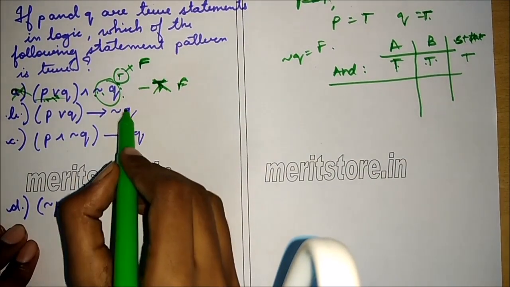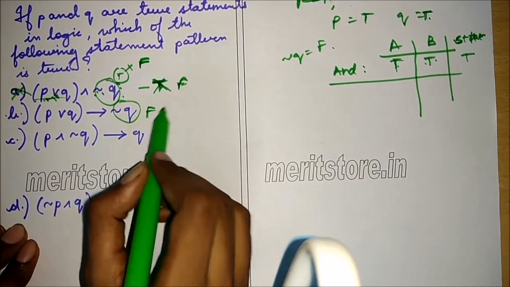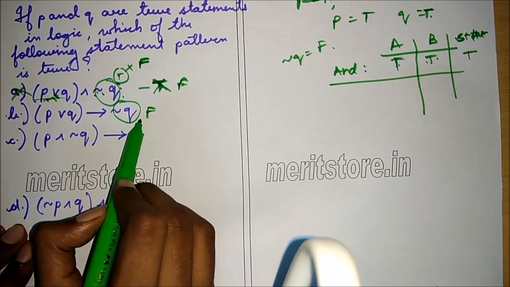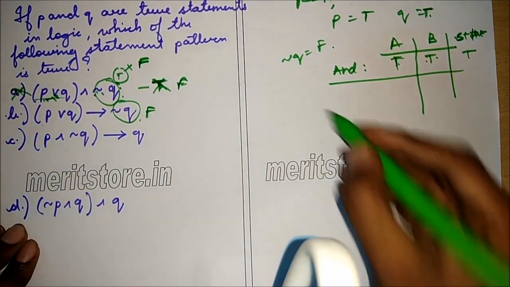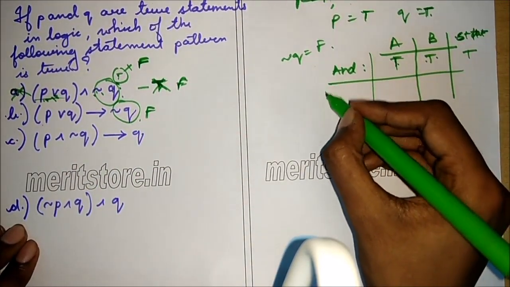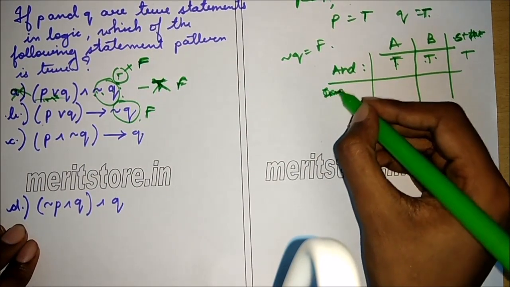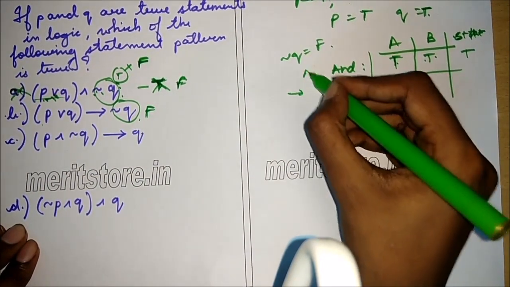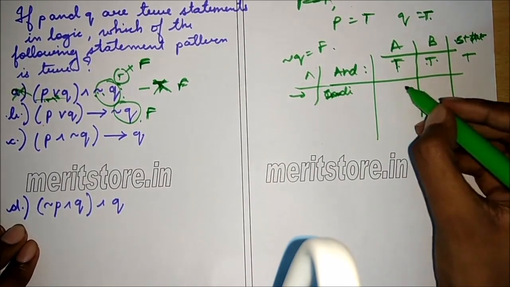Option B. Now this is false, since Q is true. So for the implication condition, the conditional statement, that is, T implies F is F.